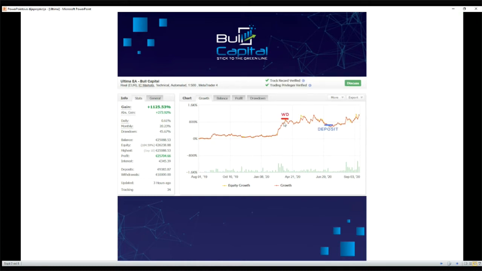Here you can see this is the time where I took out 10,000 euros. I started with 2,300 euros, and here I was around 700, something like that. So I took over half of it, because we had a large profit spike here.